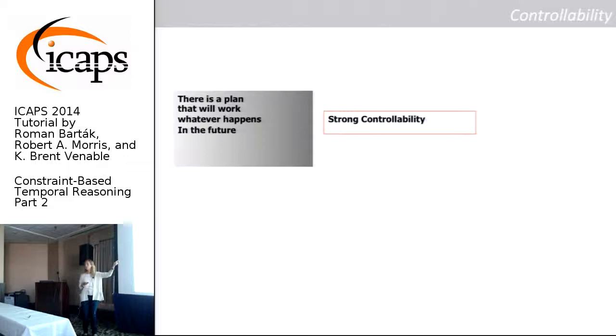And in strong controllability, you require that there exists a way to assign the variables that I control, such that whatever happens, whatever is the assignment of the uncontrollable variables, my solution will always work. Very strong requirement. So a priori, I look at the uncertainty.